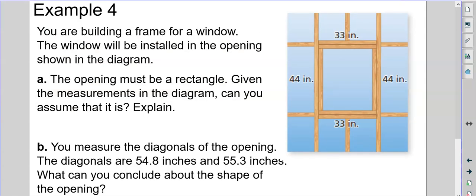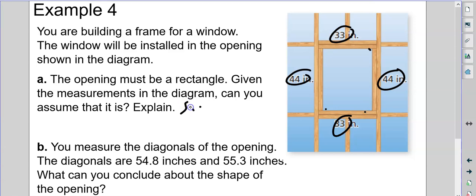Okay, example 4. You're building a frame for a window. The window will be installed in the opening shown in the diagram. First, the opening must be a rectangle. Given the measurements in the diagram, can you assume that it is? All right, so since these are both 33 and these are both 44, based on the measurements alone, not knowing anything about the 4 angles, we cannot say it's a rectangle.